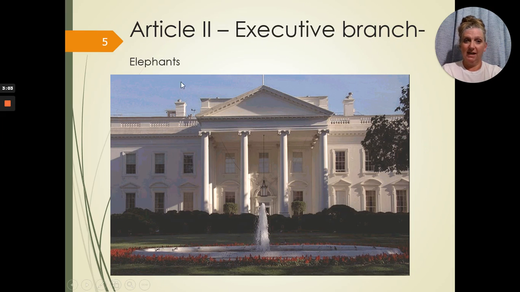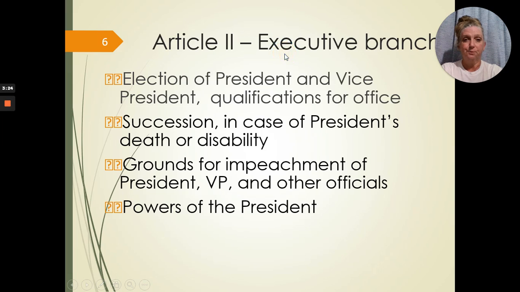Article 2, executive branch. So label under Article 2 the executive branch. This is the enforcement branch. They are the ones that enforce the laws. In my mnemonic sentence, this corresponds to elephants. E, executive branch, E, elephants.